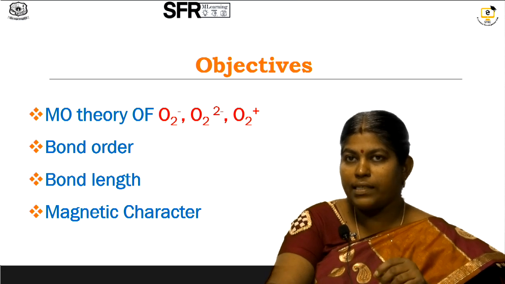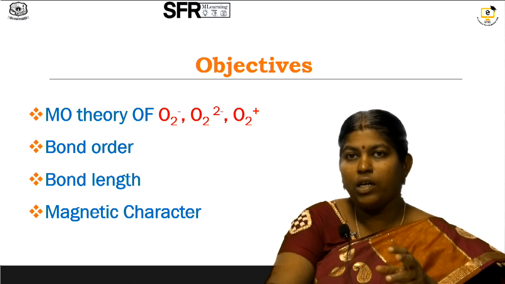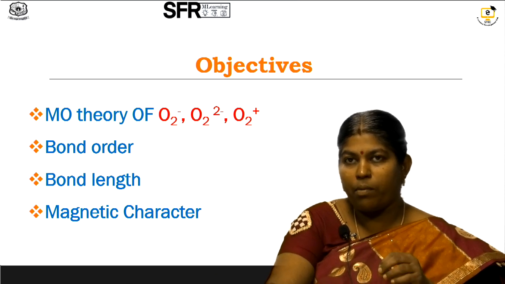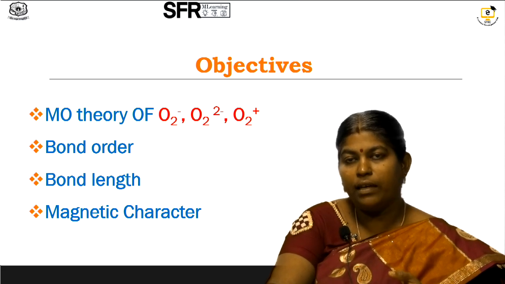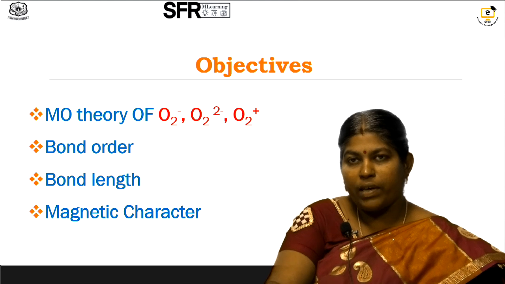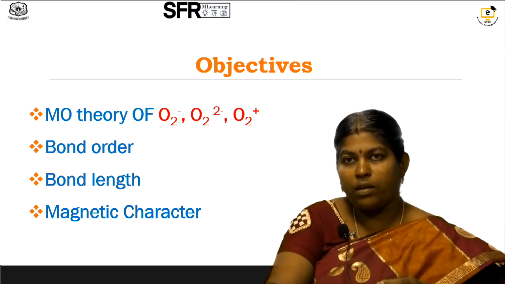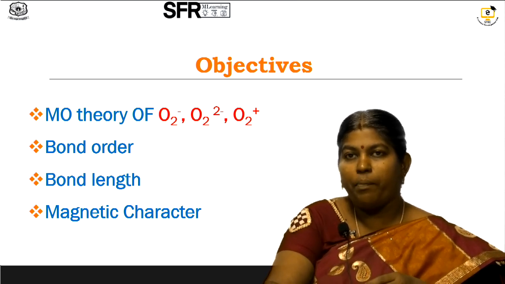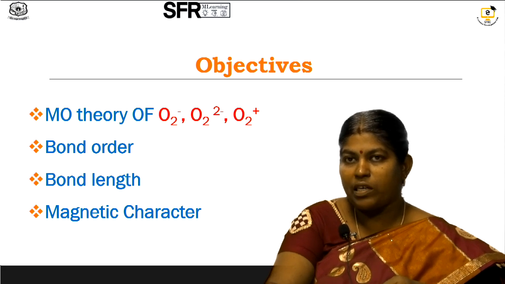Bond order, as we already said, represents the number of bonds present between the two atoms. From the bond length we can say whether they have single bond, double bond or triple bond character. From the magnetic character we can say whether the molecule is paramagnetic, that is, whether magnetic character is present or not, which can also be determined from the MO diagram.